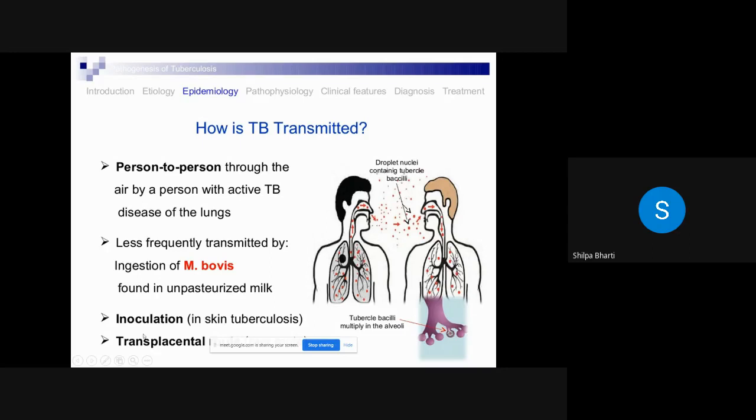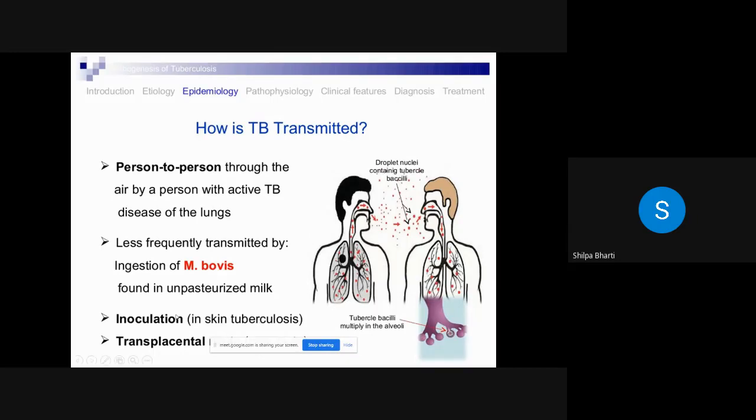Then the third mode is inoculation. Again, this is a very rare mode, inoculation in skin tuberculosis. Those species which can cause ulcers, for example Mycobacterium ulcerans, can cause tuberculosis through a wound. The bacteria may come from infectious water bodies, where it is basically present. So if we come in contact with that species, then it might cause skin tuberculosis through inoculation.